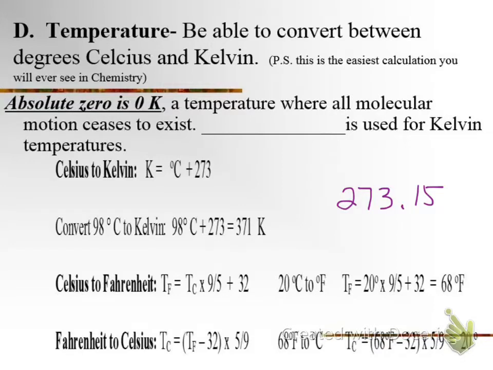Okay. This right here, I said it earlier: no degree sign is used for Kelvin temperature. So we're used to saying degree Celsius or degree Fahrenheit, but if I was going to say something, I would say just a K, a big K, by the way. Okay.